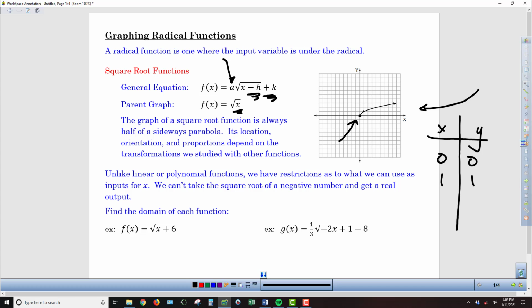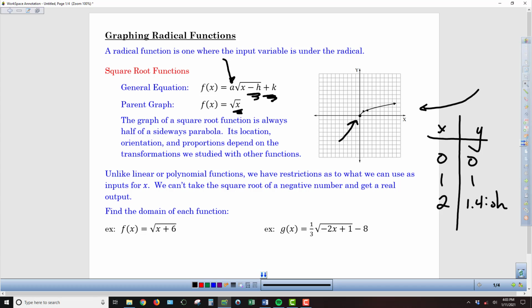Now we could plug in 2 or 3 for x, but those would be inconvenient numbers in terms of graphing because they would not result in integer values for the outputs. If we plug in 2, the square root of 2 is not an integer, it's about 1.4. But if we did do that, there we go. We can see that that's approximately where the graph is located right here.